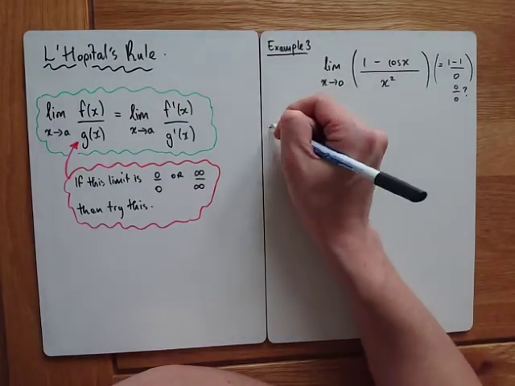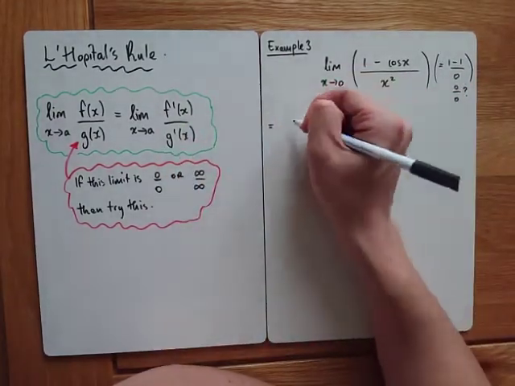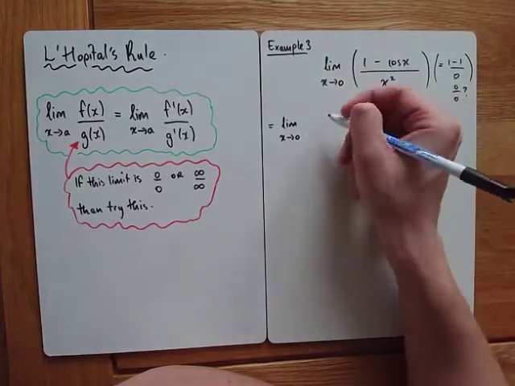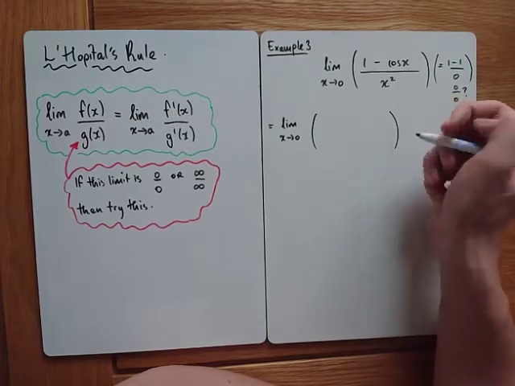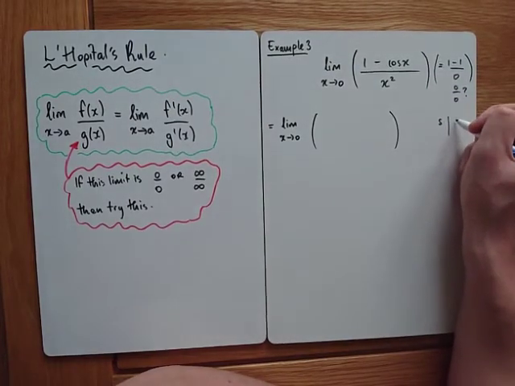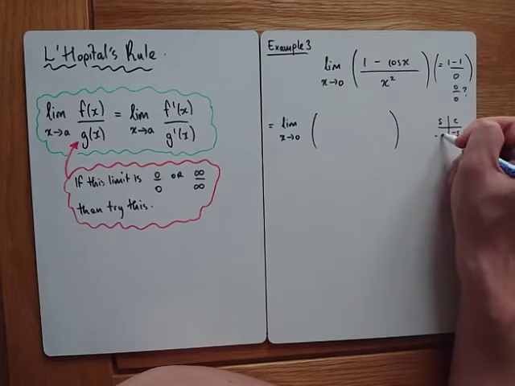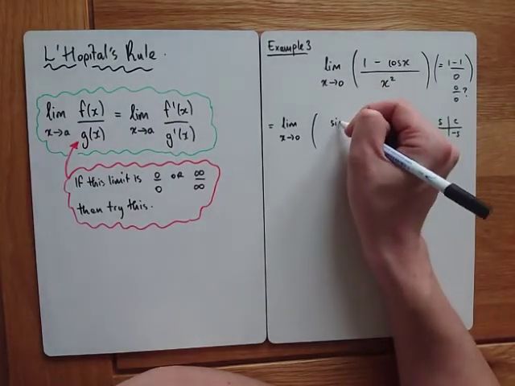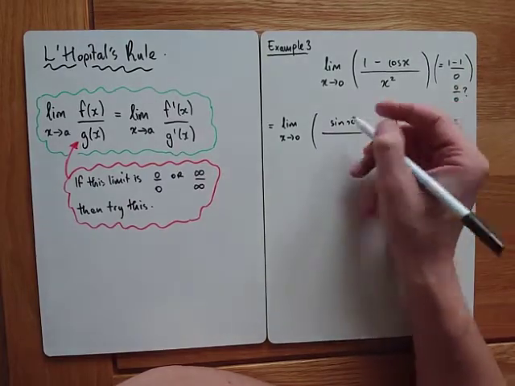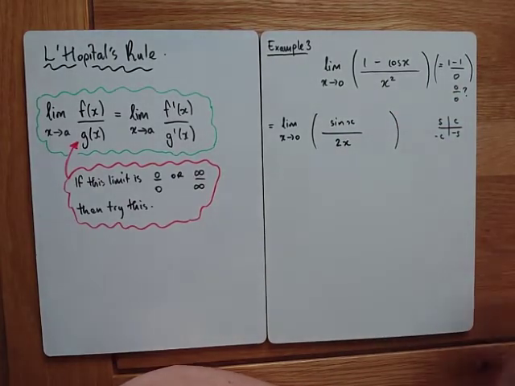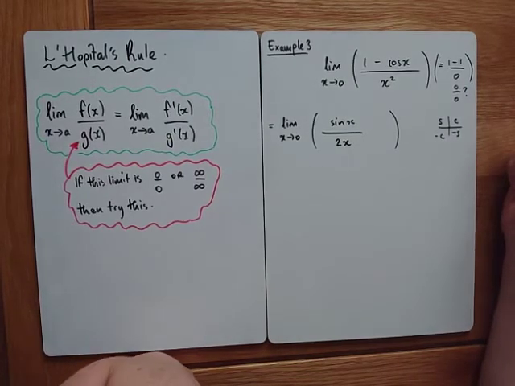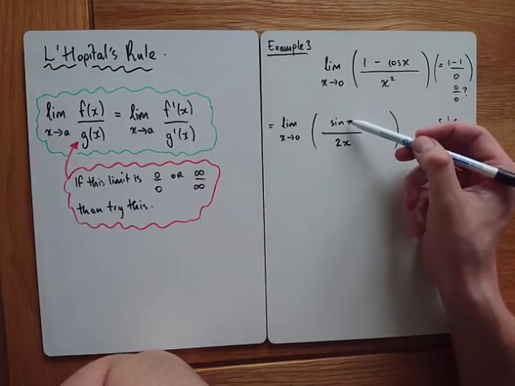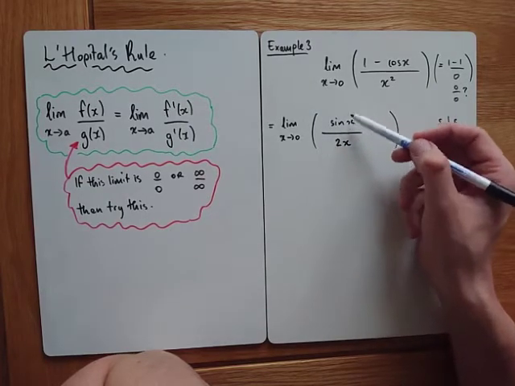We can then instead apply L'Hopital's rule and say that would be the limit as x tends to 0 of, minus cos differentiates to sine, x squared differentiates to 2x. And then you might think, oh, well, this doesn't work because as x tends to 0, we've still got sine x, which is 0, so we've still got 0 divided by 0.